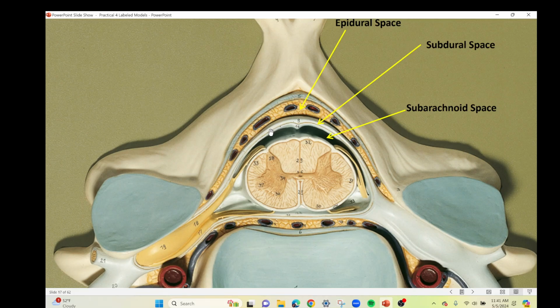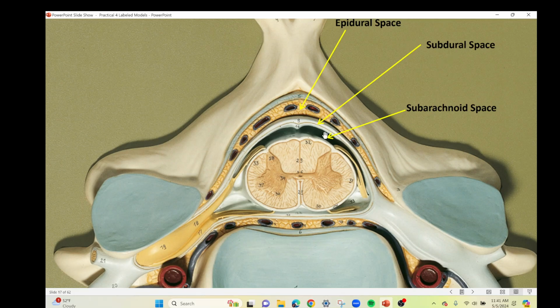Now, below the dura mater, this kind of brownish line right there, that represents a potential space, meaning that there should be nothing in it. It's called the subdural space, right? Sub means below the dura. There should be nothing in there. Sometimes people have trauma. There could be some bleeding in there. All right, we would have what they call a subdural hematoma.